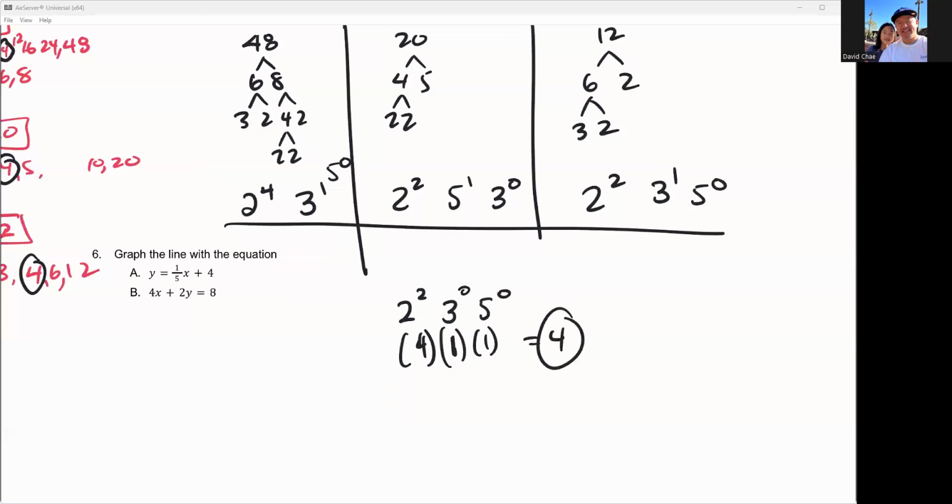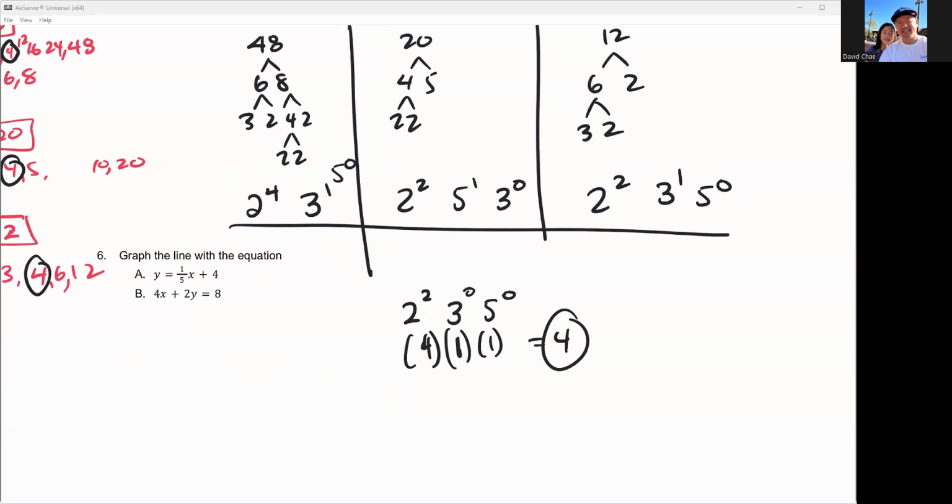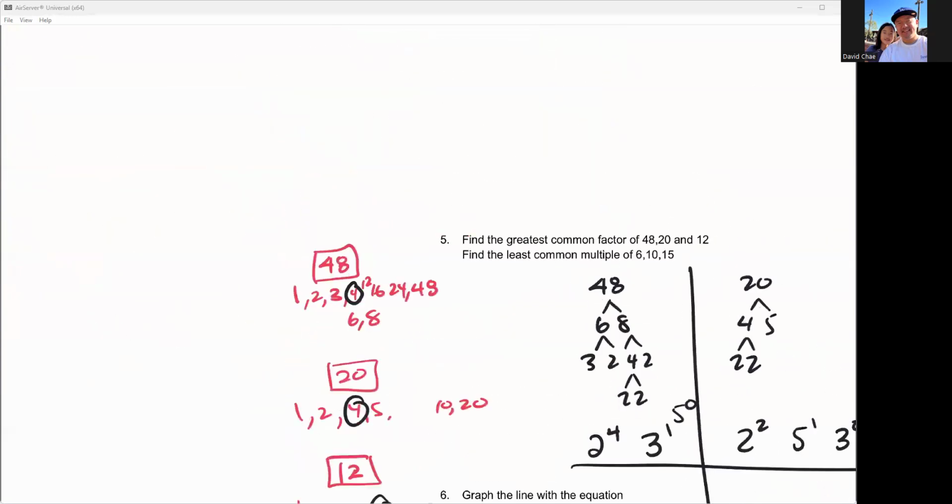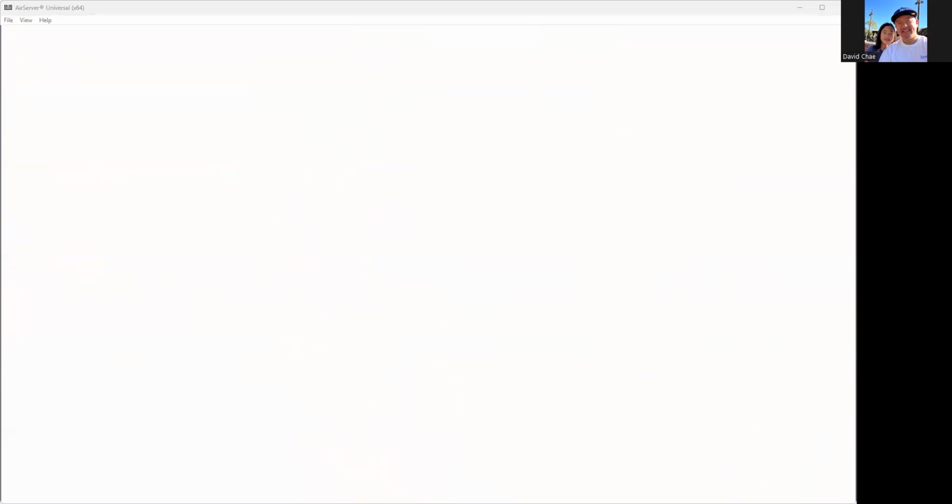Cool. Now let's go to the least common multiple of 6, 10, and 15. 6, 10, and 15. Okay, I would look at the highest number here. So does 6 go into 10 or 15? No. But let's go find multiples. What's 15 times 2? 30.